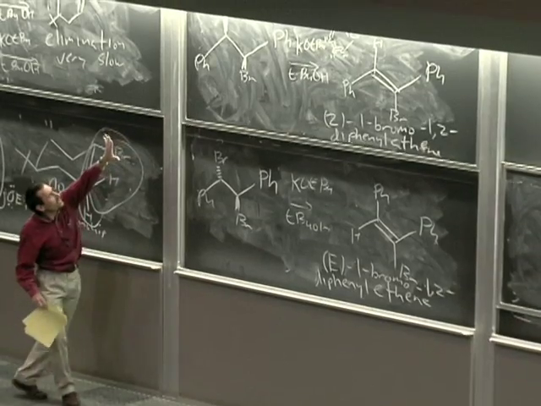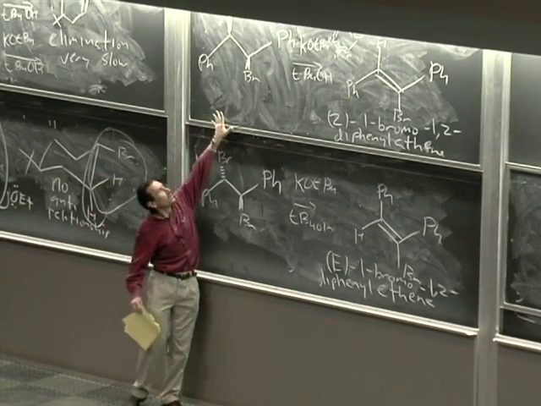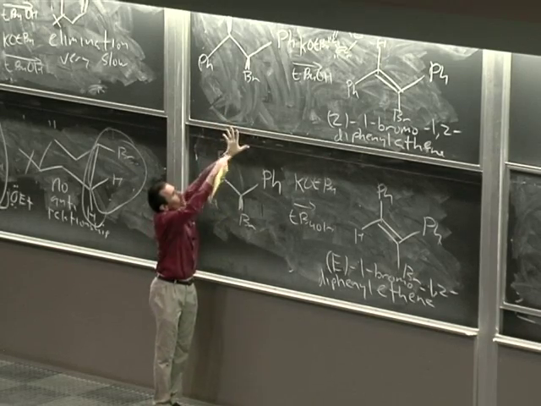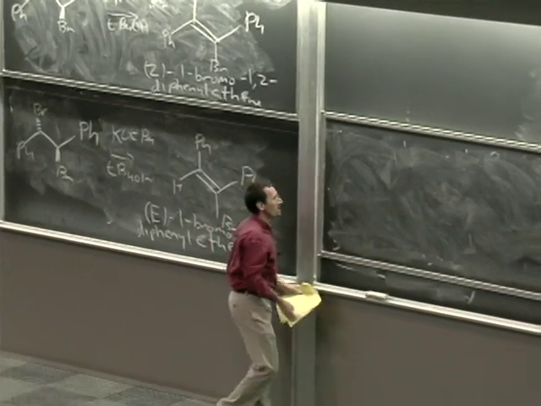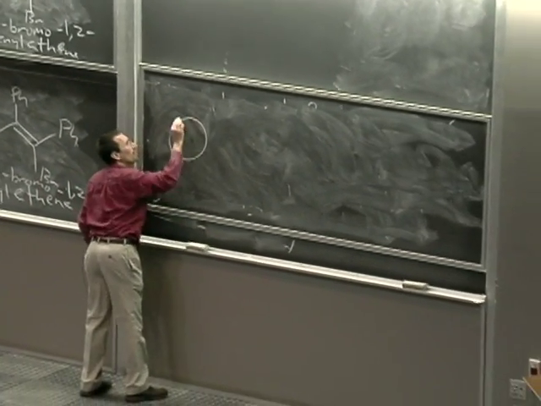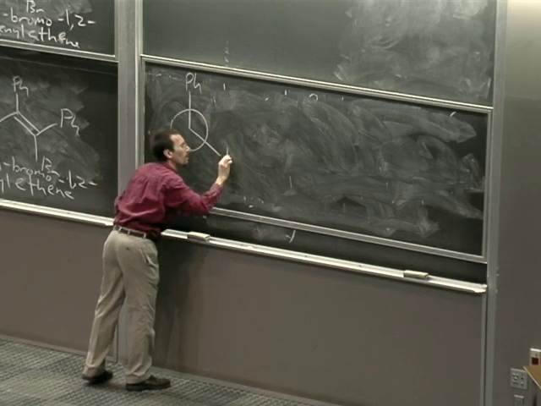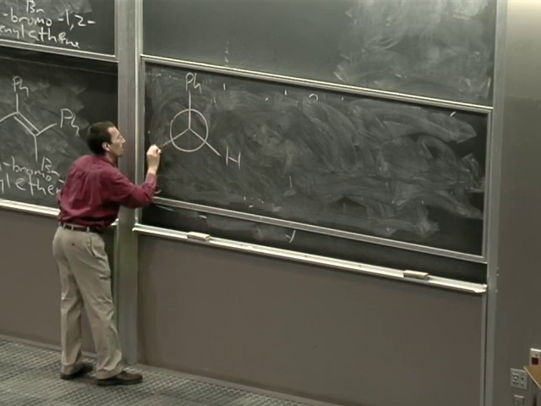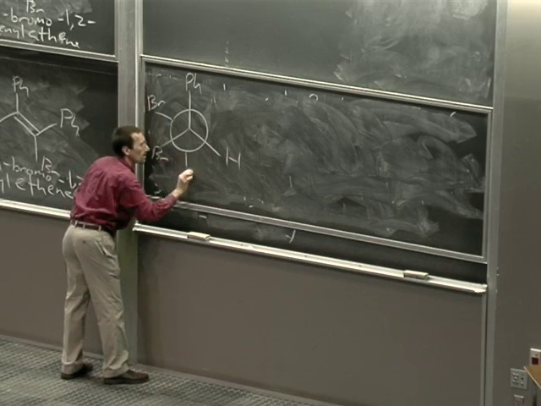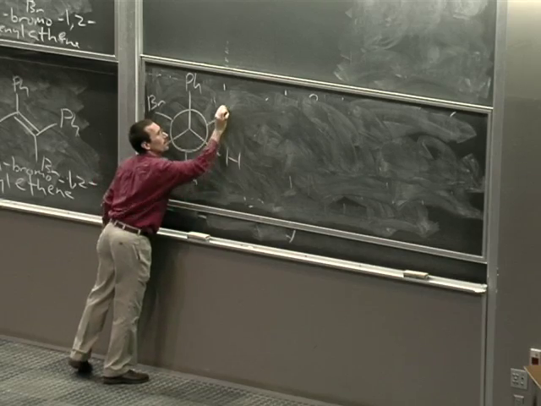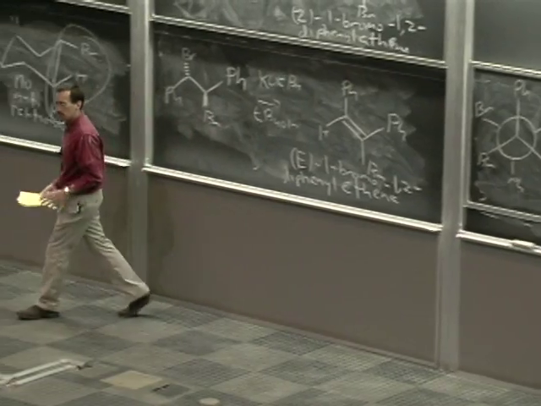The two bromines are pointing out. There's a phenyl group and a phenyl group. The bromines are pointing out. I'm going to pick it up and make a Newman projection. Can you see in your mind's eye what I just did?